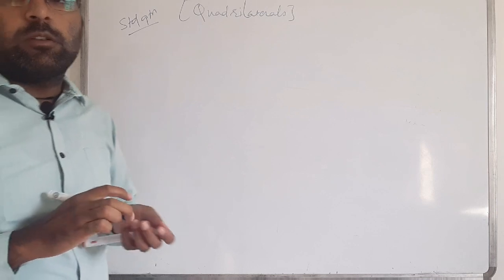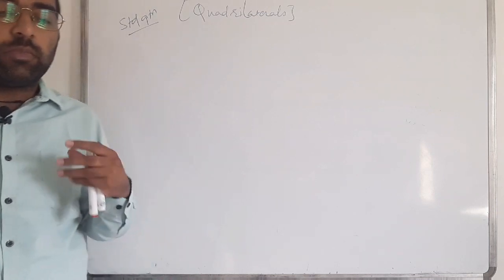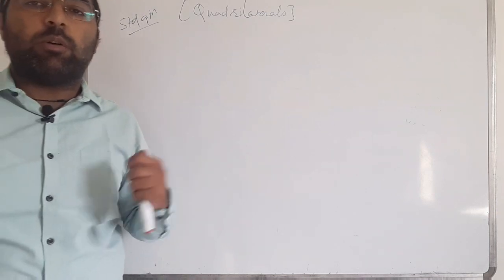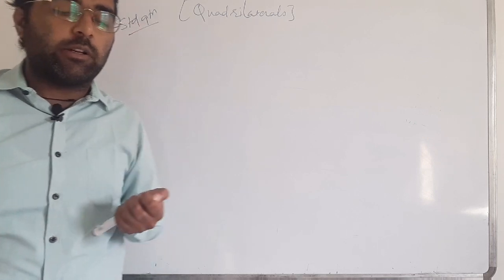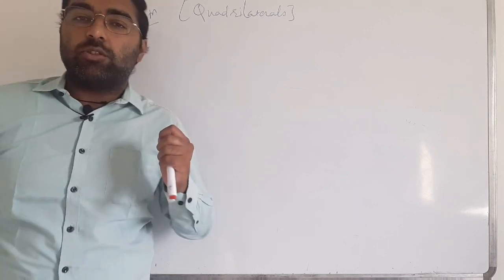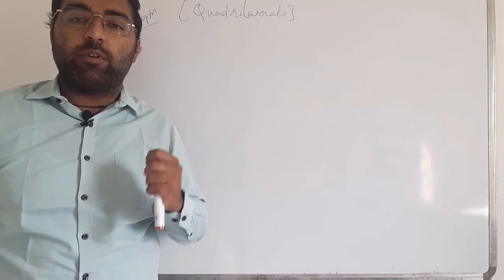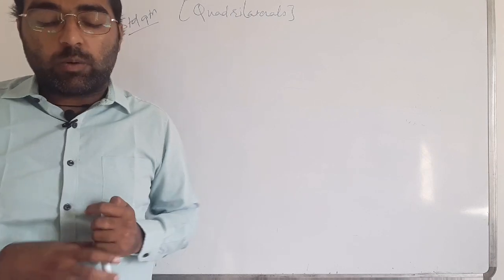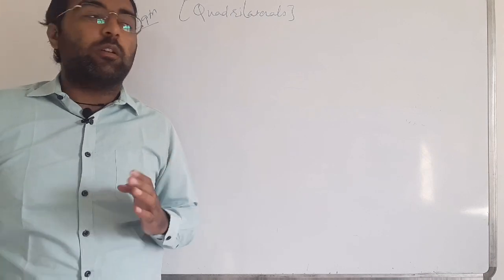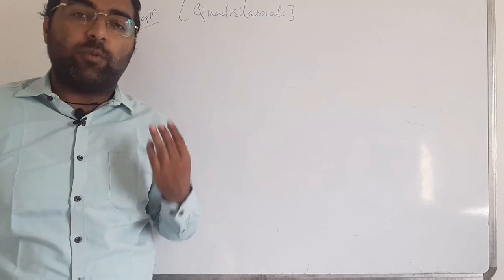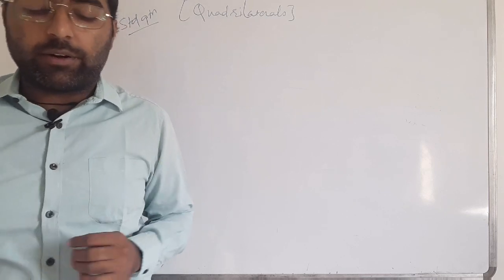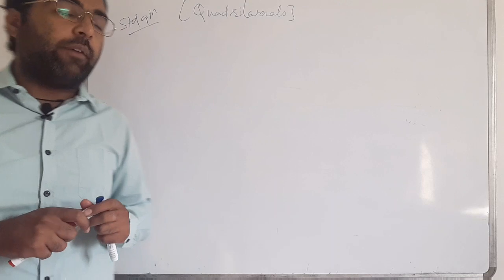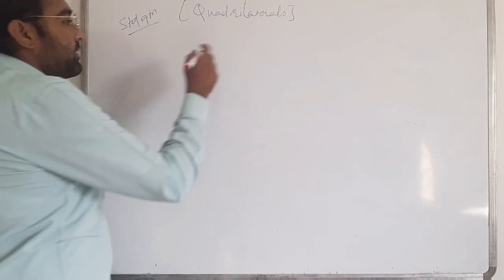First of all, we must know about the quadrilateral. What is a quadrilateral? A figure which has 4 sides and 4 angles is known as a quadrilateral. After that, the quadrilateral has some types.